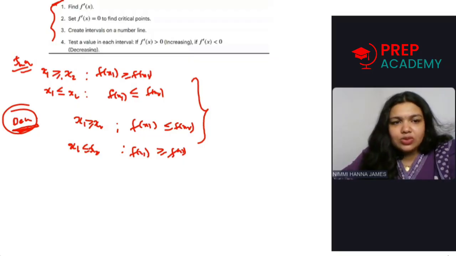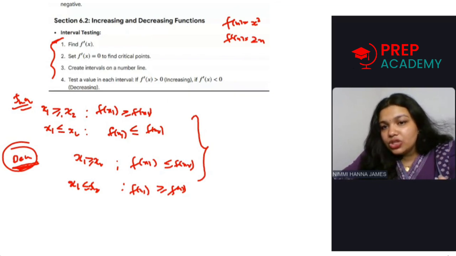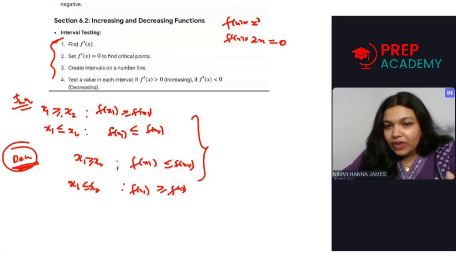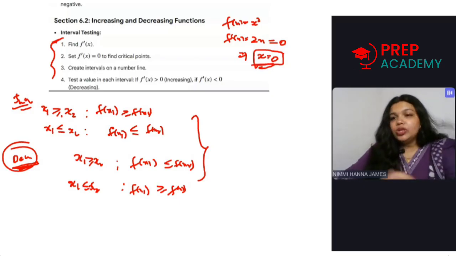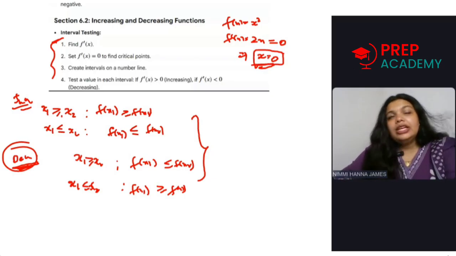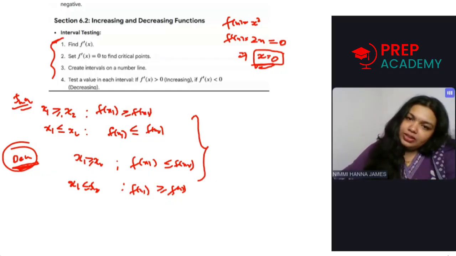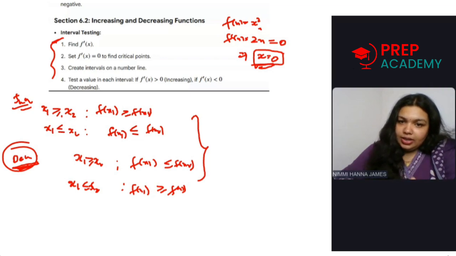f of x is equal to x square. We have to find f dash of x. So here f dash of x is 2x. Then we have to find the critical points. That is, we equate f dash of x to 0. First find f dash of x, then equate it to 0 and find the x value. So from here x is equal to 0. In my question, x equal to 0 is the critical point. There might be a change before and after it. There is only one critical point in this question, but in other questions there can be 1, 2, 3, or many more critical points.